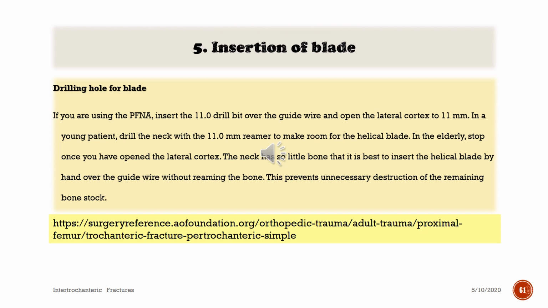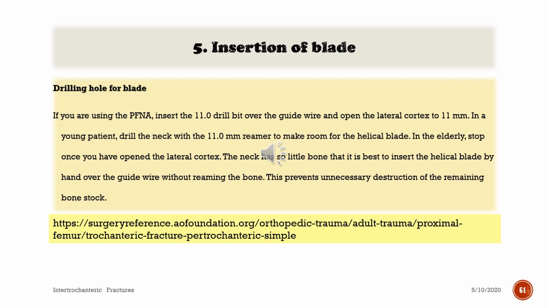If you are using the PFNA, insert the 11 mm drill bit over the guide wire and open the lateral cortex to 11 mm. In a young patient, drill the neck with the 11 mm reamer to make room for the helical blade. In elderly, stop once you have opened the lateral cortex. The neck has so little bone that it's best to insert the helical blade by hand over the guide wire without reaming the bone. This prevents unnecessary destruction of the remaining bone stock.